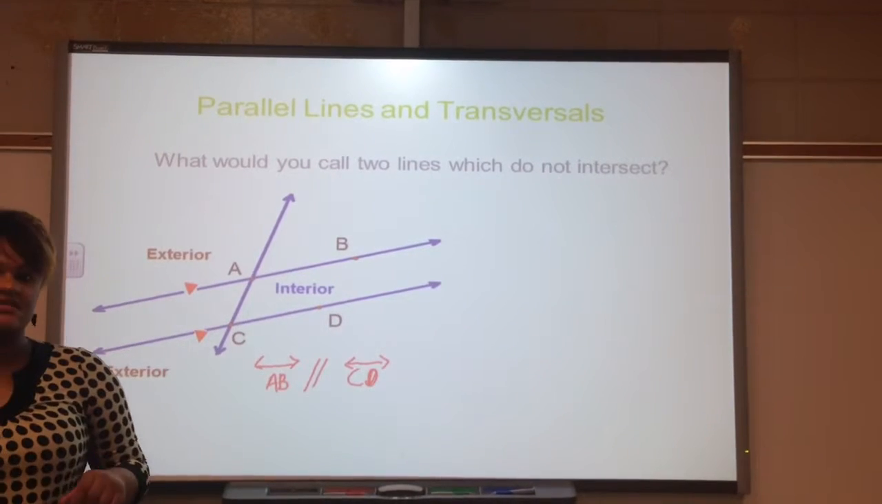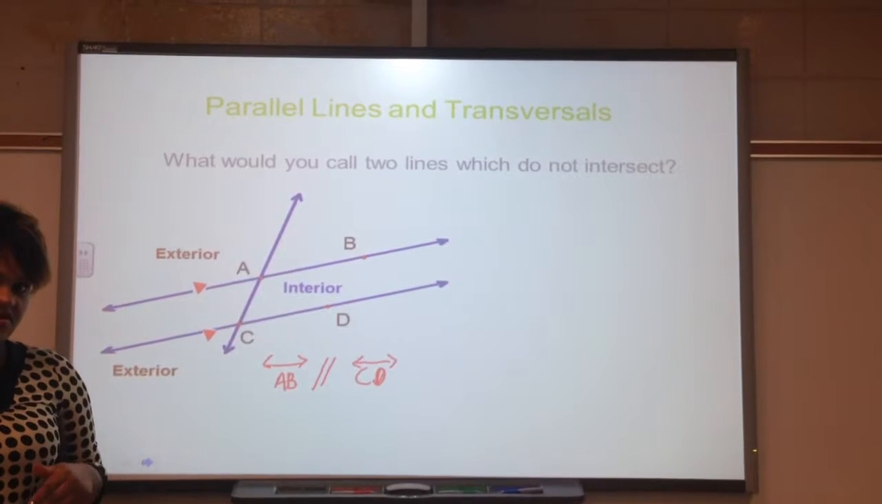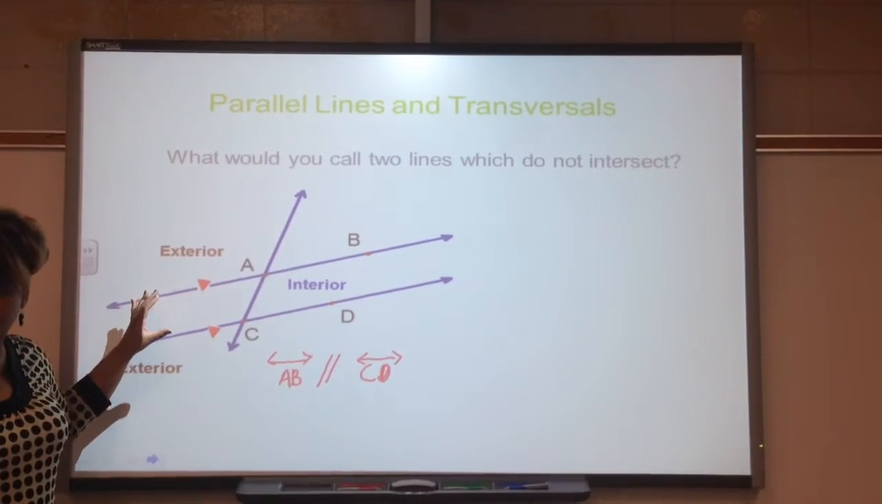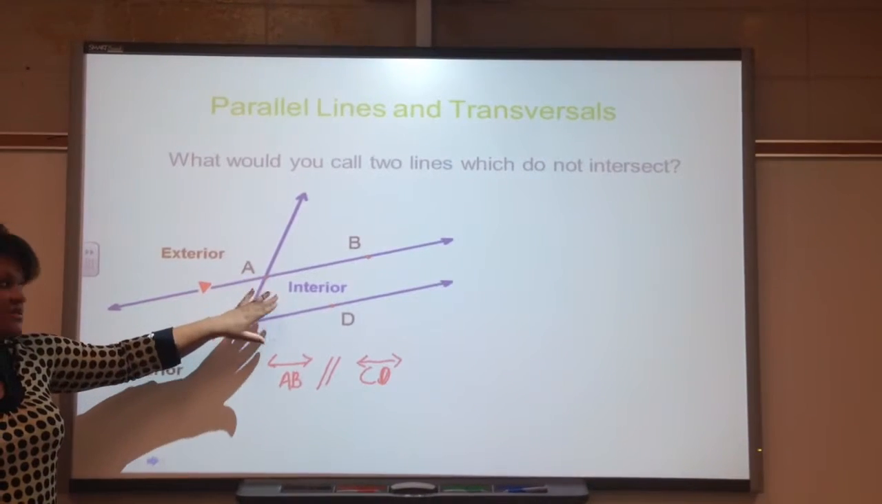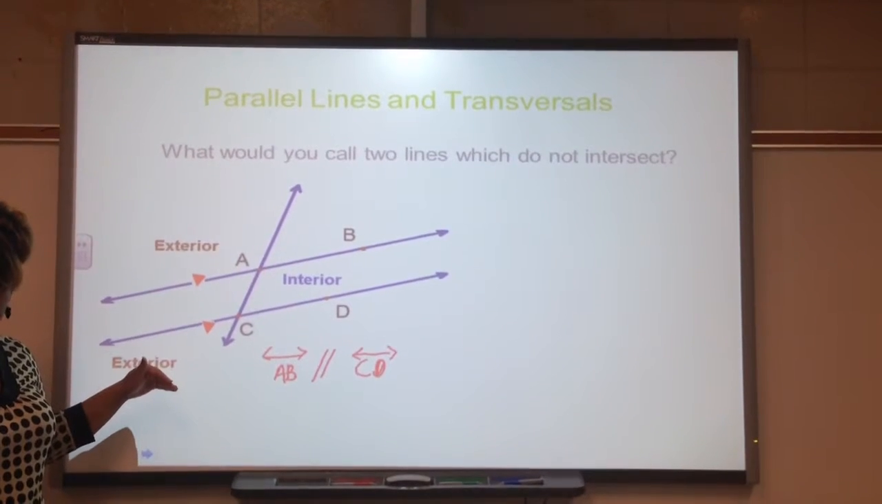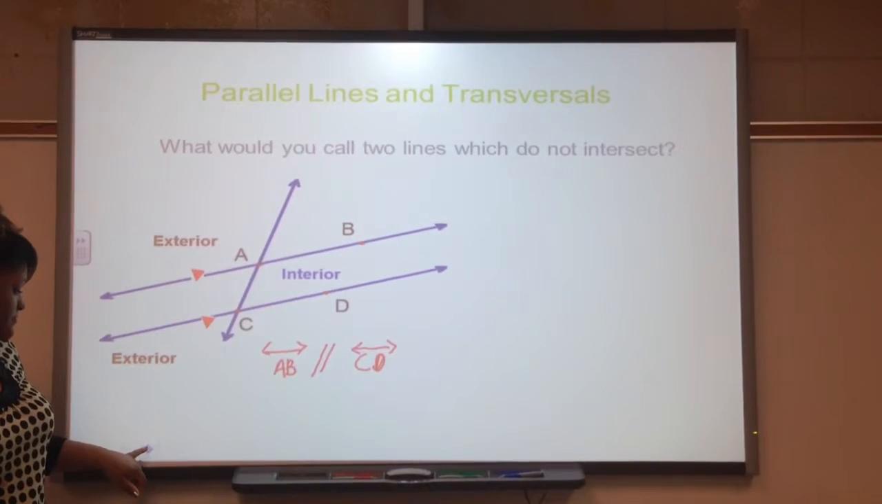Now, our focus today is naming special angle pairs. Therefore, you need to know the difference between interior and exterior space. If you have two lines that are parallel or non-parallel, the space in between those lines is considered your interior space. The space outside of those lines is the exterior space. Okay? This is going to be important in order to name the angles.